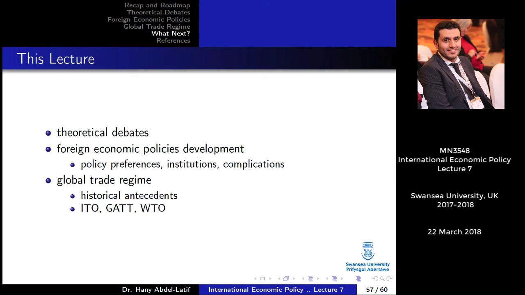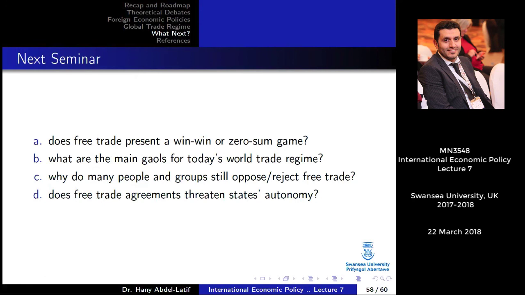And then the second last section of this lecture was more about the global trade regime, what we have achieved now, and how this was achieved over years of hard work and multilateral negotiations. The fruit of this was the WTO, the World Trade Organization, that looks after international trade today. Do you have any questions?